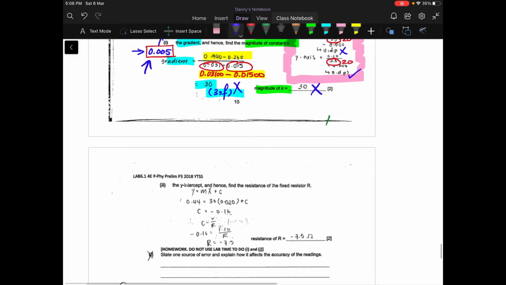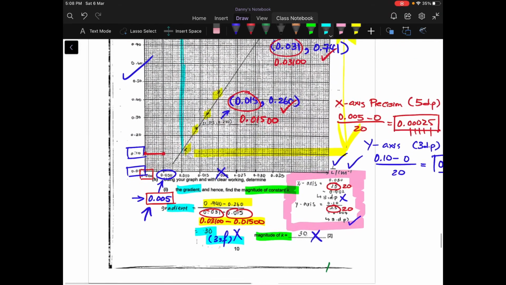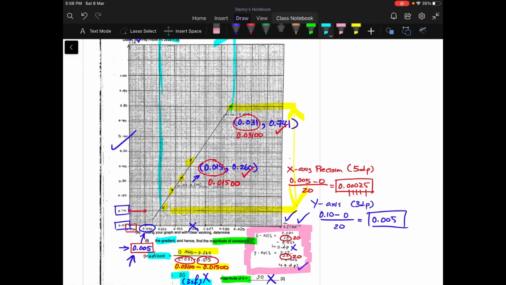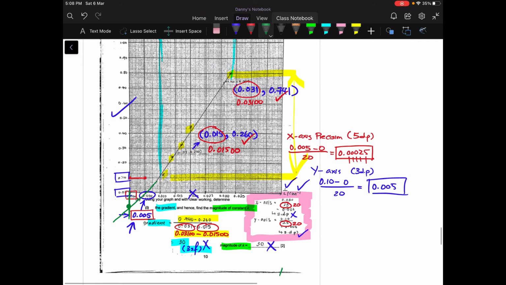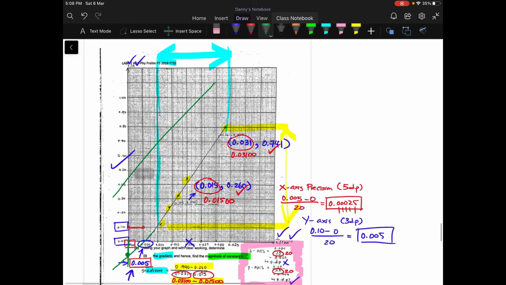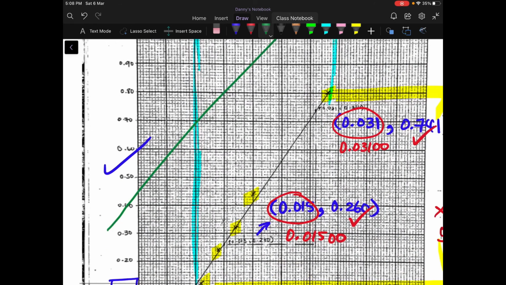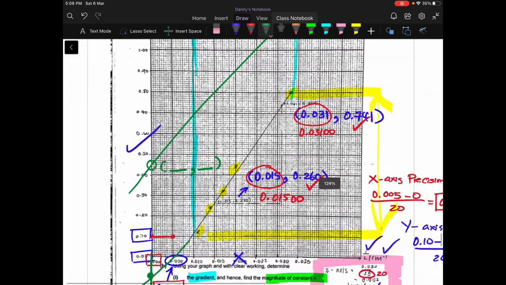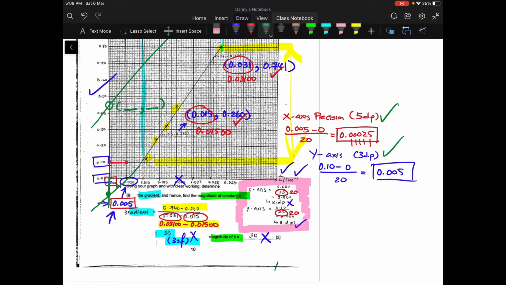So let's continue. So now the question wants you to find the y-intercept followed by finding this fixed resistor R. So what happened is that you notice that for her graph, if you were to use the graph to find the y-intercept will be actually below the graph. So you cannot read directly from the graph. But if you have a line that looks like that, you can read directly over here, and you just need to label out your coordinate following the correct precision of the coordinates.